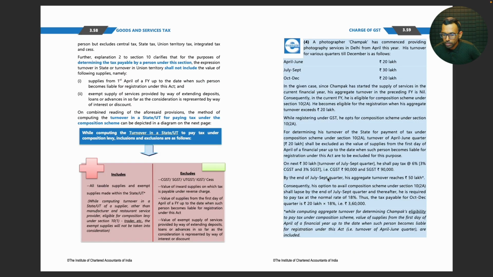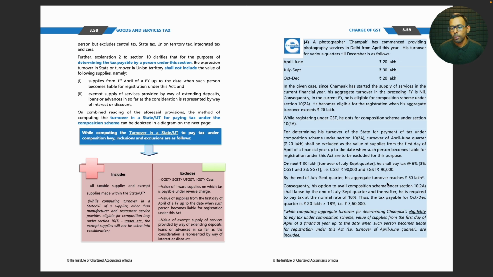By the end of July-September quarter, his aggregate turnover reaches 50 lakhs. While computing aggregate turnover for determining Champak's eligibility, value of supplies from the first day of April of a financial year up to the date when such person becomes liable for registration under the Act are included. Consequently, his option to avail composition scheme under section 10 subsection 2A shall lapse by the end of July-September quarter, and thereafter he is liable to pay tax at the normal rate.